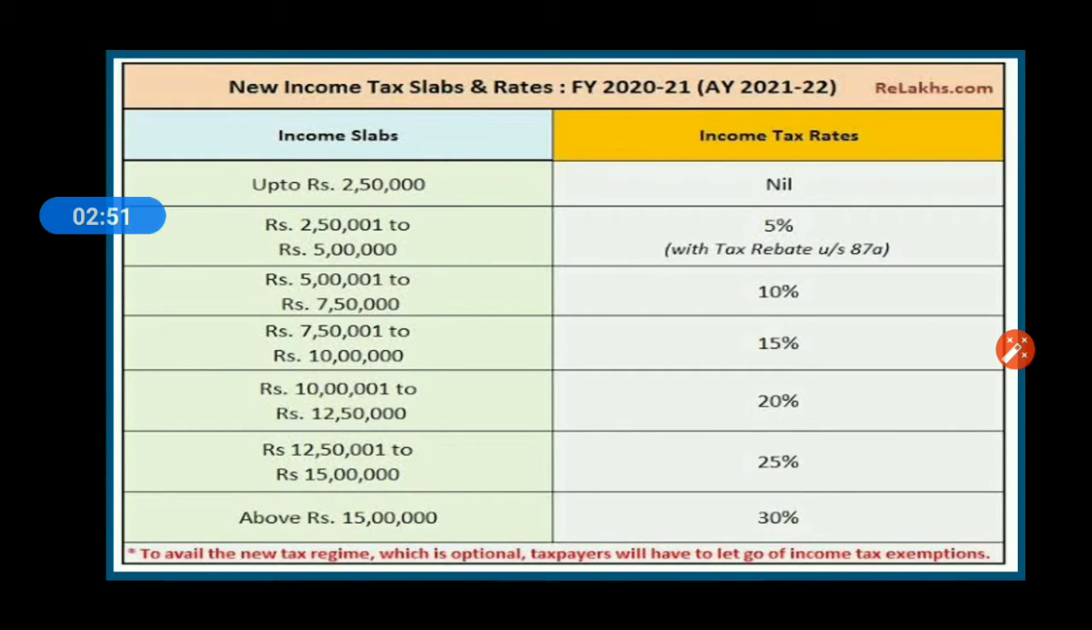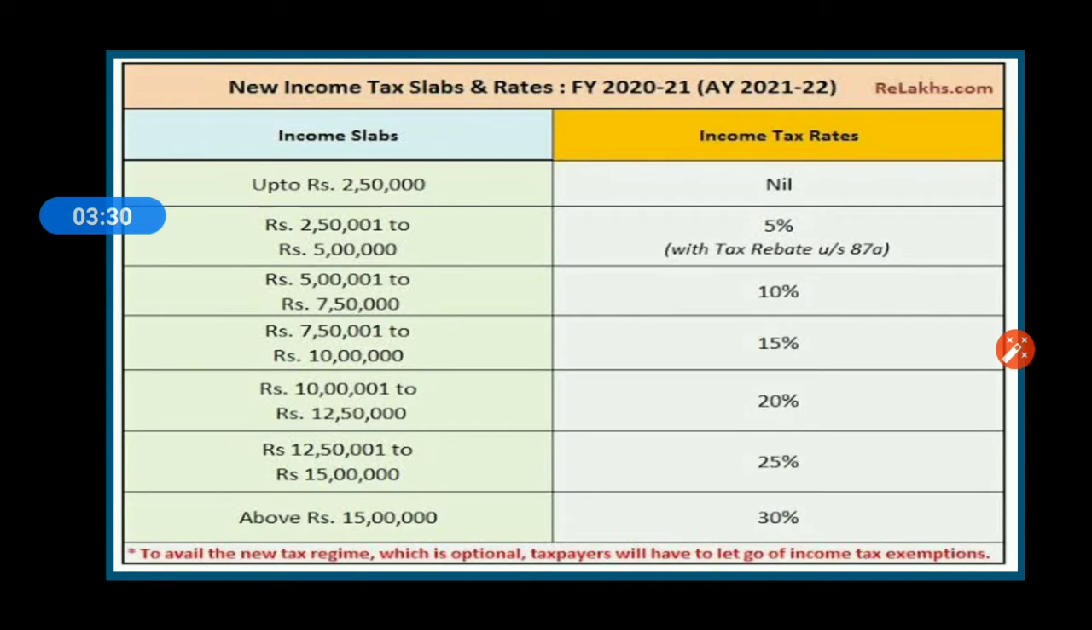If your income is 5 lakh to 7.5 lakh, then the tax rate is 10%. If your income is 7.5 lakh to 10 lakh rupees, then 15% is the slab rate. If your income is 10 lakh to 12.5 lakh, then 20% slab rate. If your income is 12.5 lakh to 15 lakhs, then you will fall under 25% slab rate. And finally, if your income is above 15 lakhs, then you will fall under the highest slab rate, that is 30%.